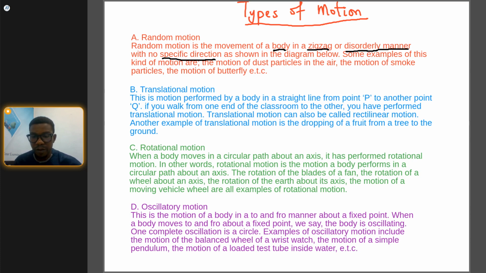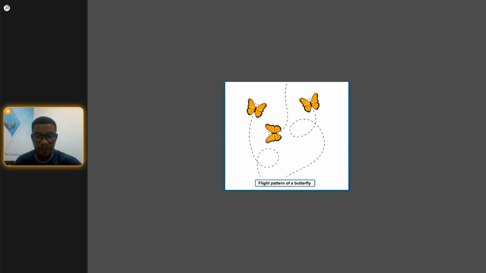On your screen, you have a butterfly. Now, this is a butterfly moving randomly, or let me say in a zigzag direction. So we can't predict the direction of this butterfly. So this movement of the butterfly is said to be a random motion.